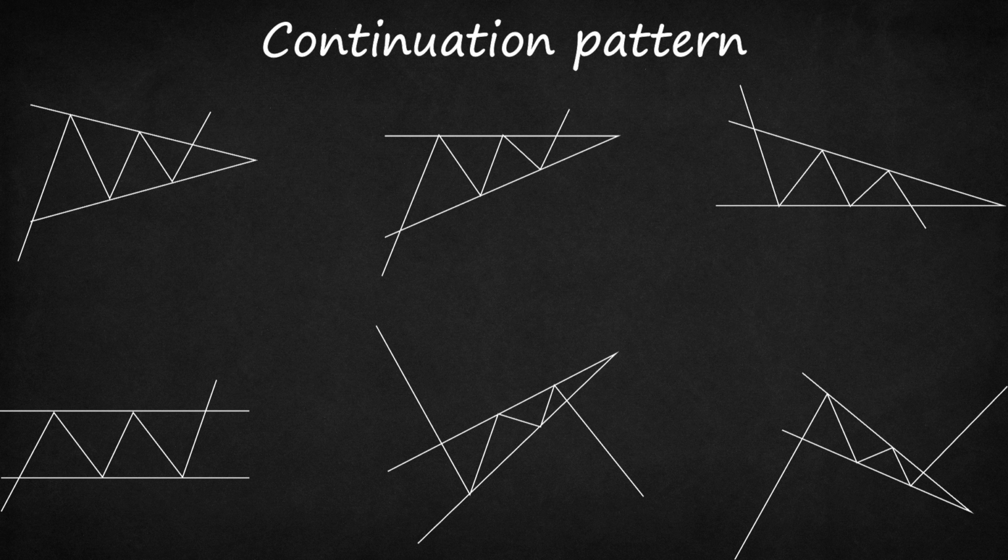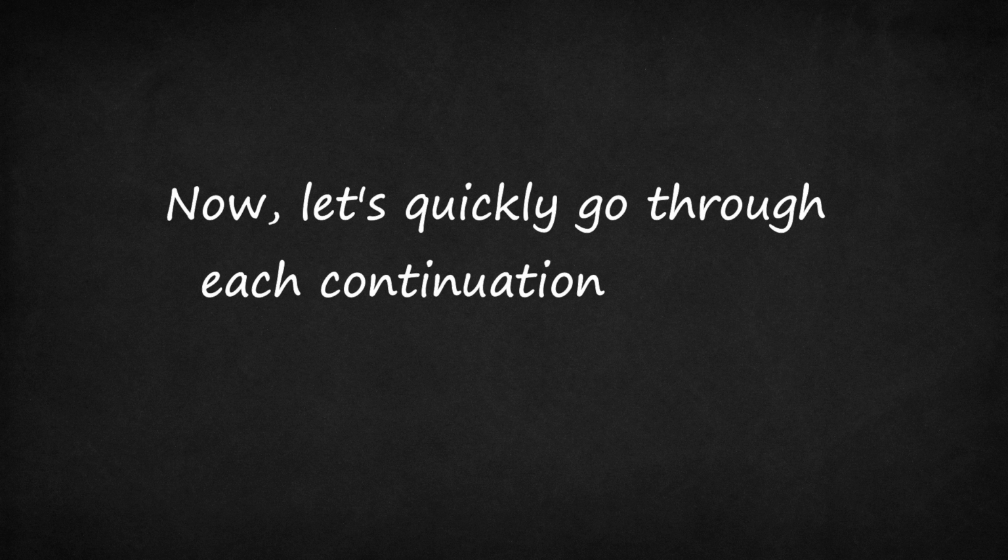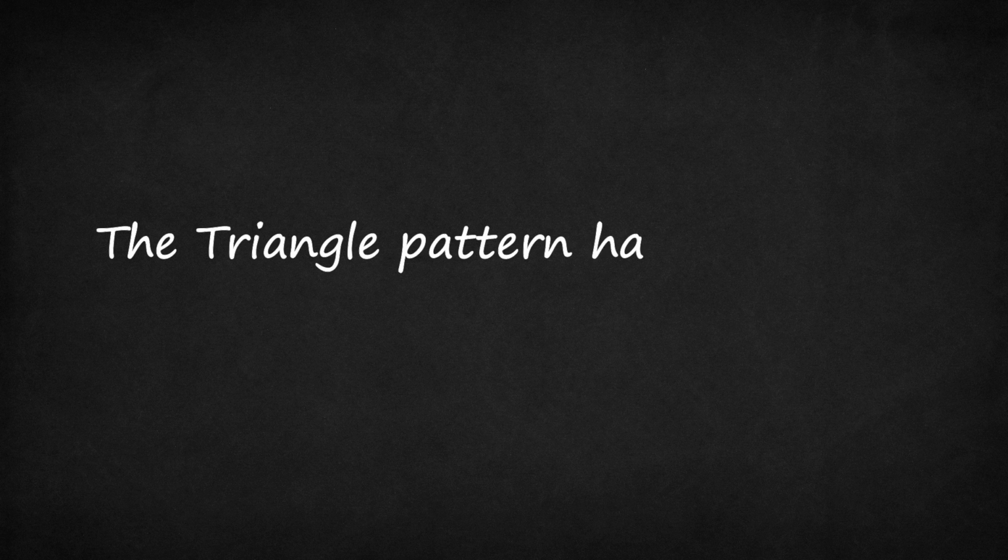Firstly, let's understand how these patterns are formed. Each continuation pattern consists of two lines, an upper line acting as resistance and a lower line acting as support. These lines can be either horizontal or diagonal. Now, let's quickly go through each continuation pattern. The triangle pattern has four types.